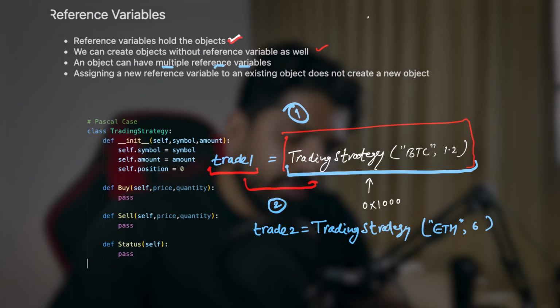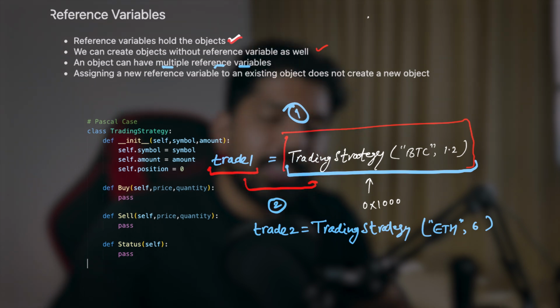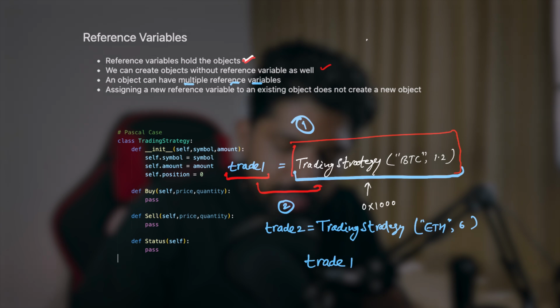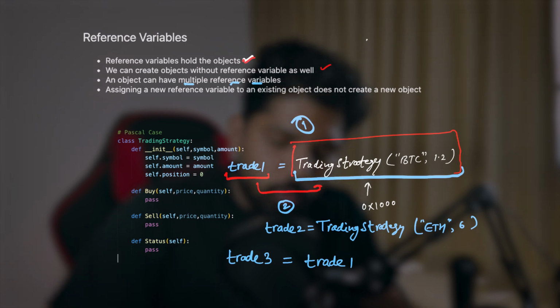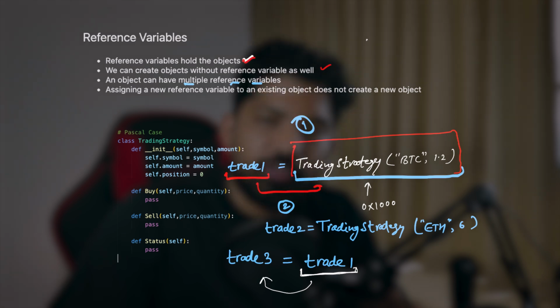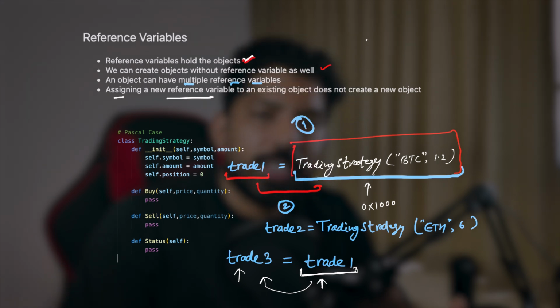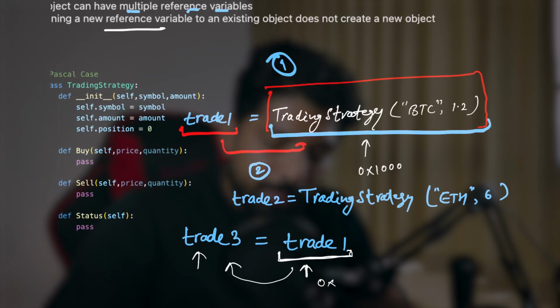Then, assigning a new reference variable to an existing object doesn't create a new object. For example, I created this trade1 here. So I can write like this also: trade3 equals trade2. This is an existing object and I am assigning this object to trade3. Correct? That's what this line is trying to say. Assigning a new reference variable, the new one is this, to an existing object, the existing one is this one. Doesn't create a new object means it will not create a new object, because if the memory address of this object is 0x1000, then the same address will be held by this reference variable.